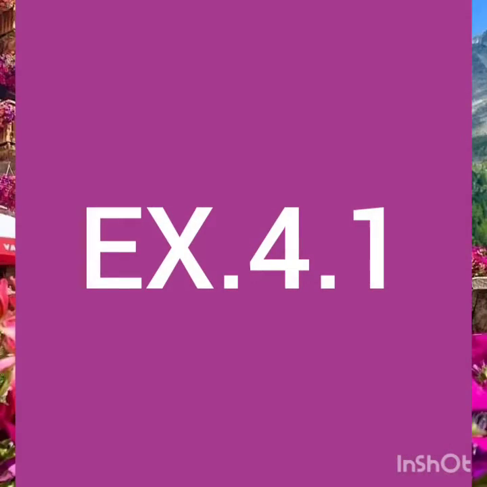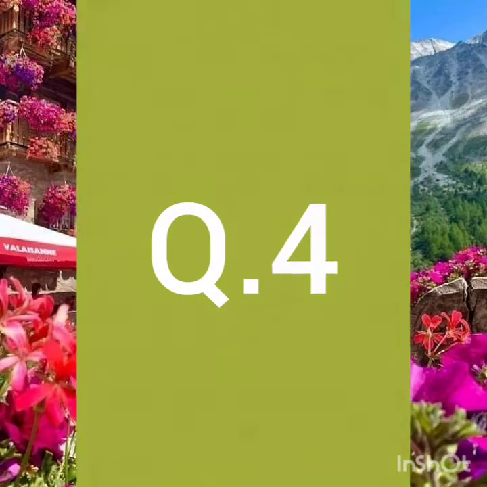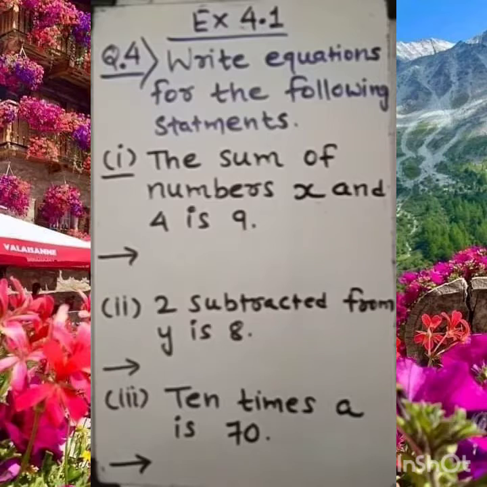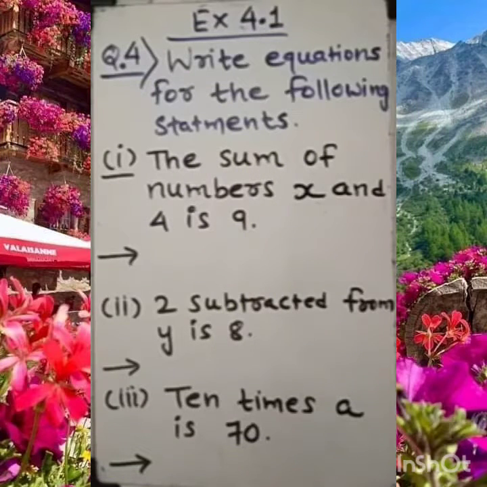Here is exercise 4.1, question number 4. Write equations for the following statements. Dear student, here we need to form an equation. So here the first one is on the screen. You can see, the sum of numbers x and 4 is 9.